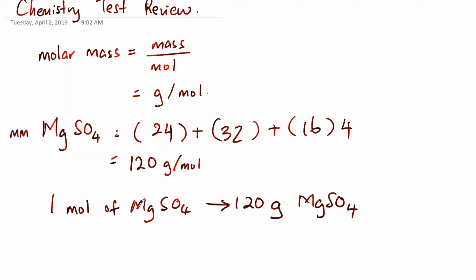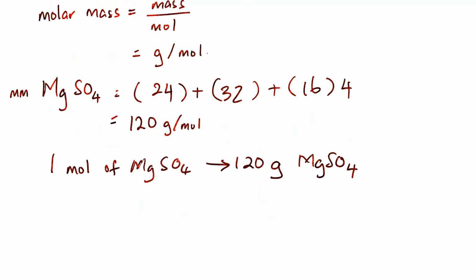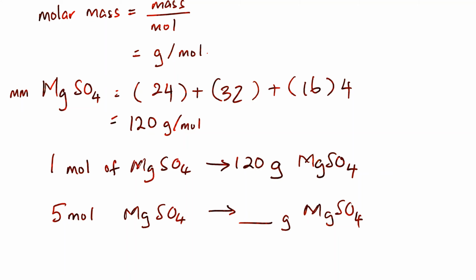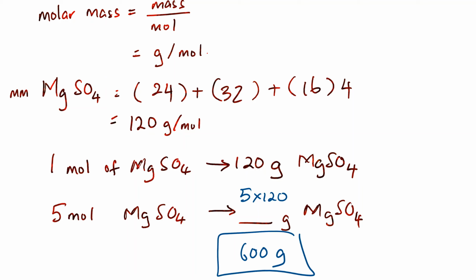Okay, with this you can make ratios, right? If you know that 1 mole has 120 grams, let's say the question tells you that if I have 5 mole of MgSO4, how many grams of MgSO4 do I have? 5 times 120, right? So this will just be 600 grams. So this is a very powerful ratio that you can use to figure out grams or mole. Okay?